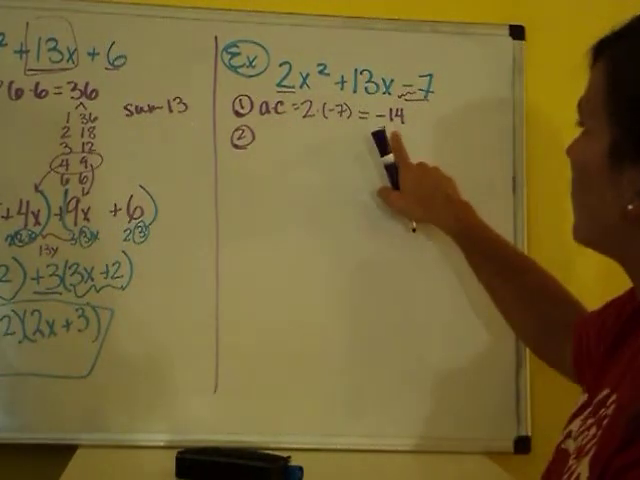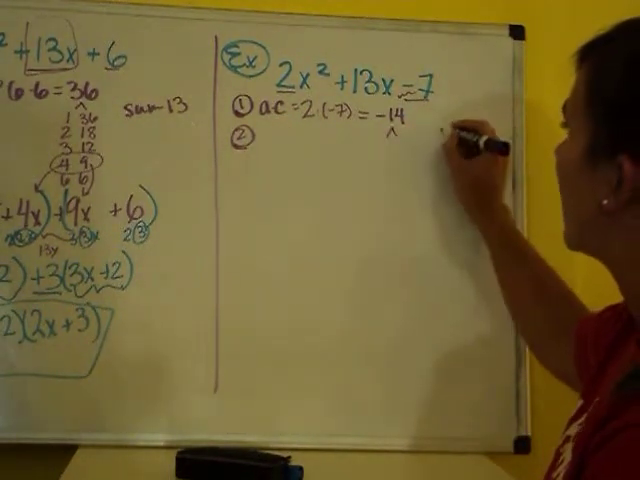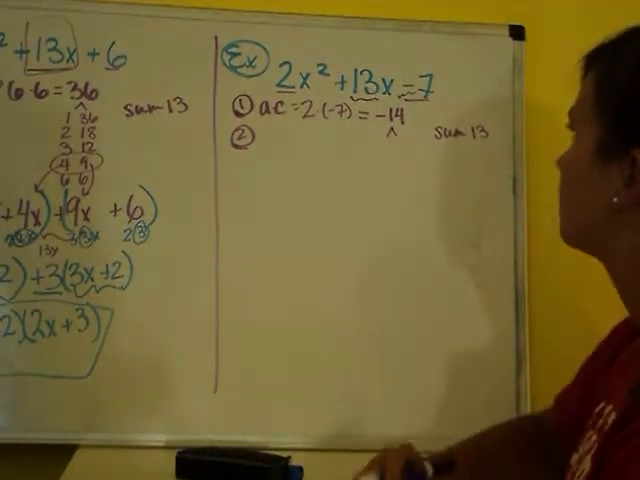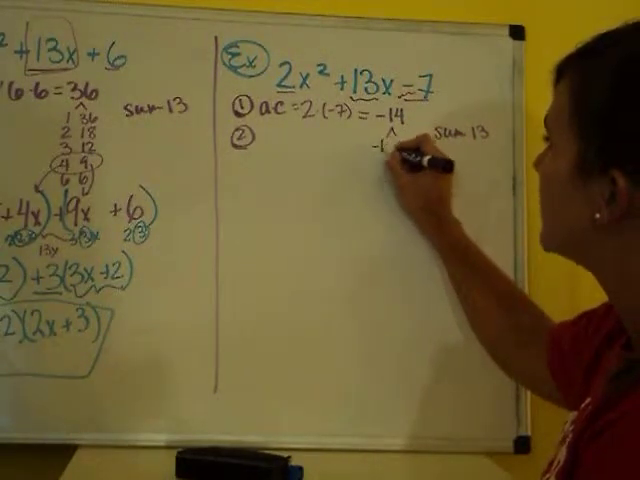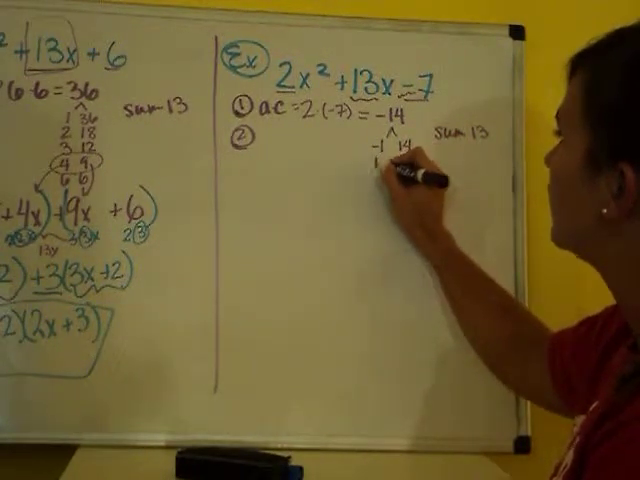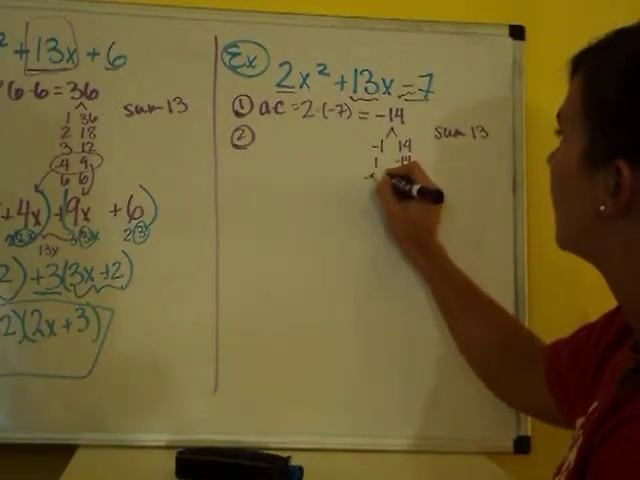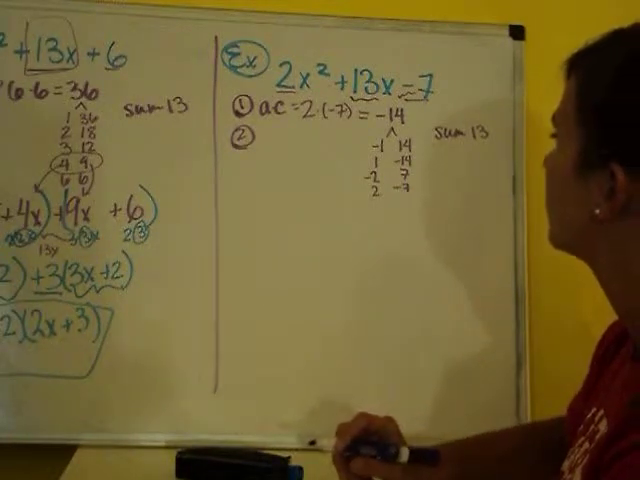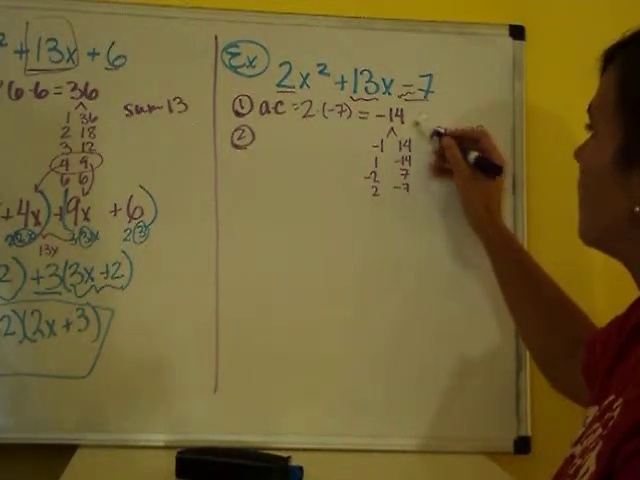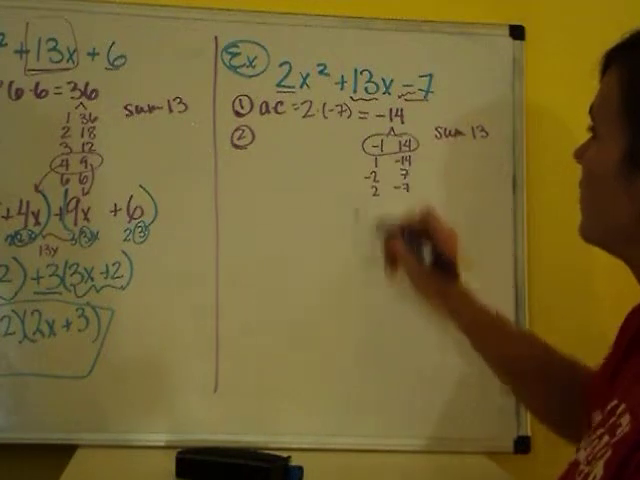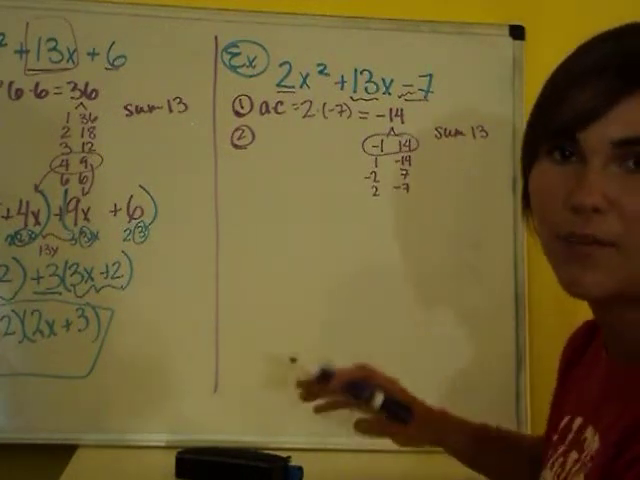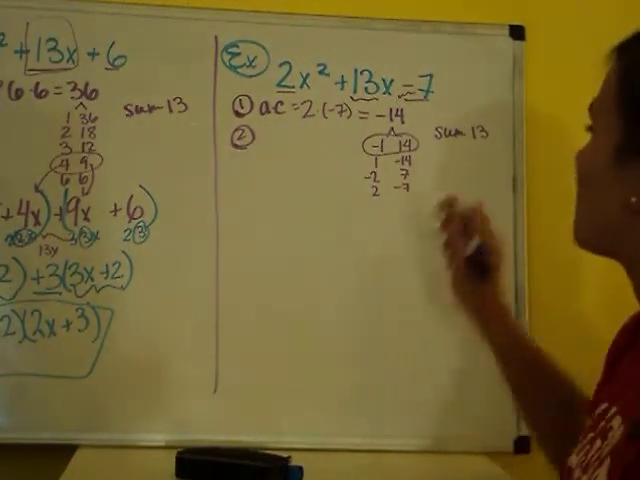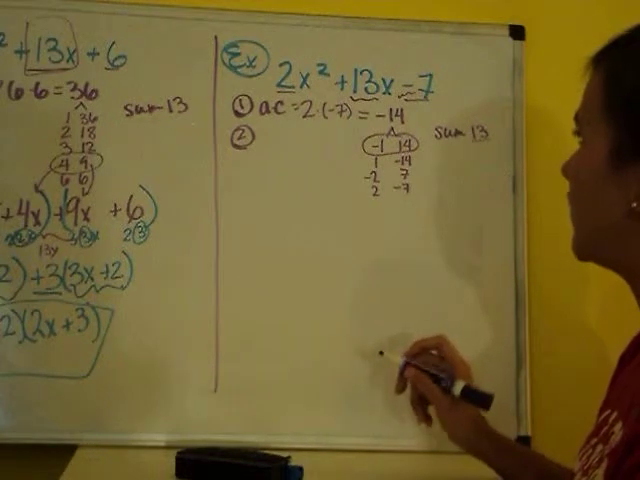So step 2, I'm looking for products of negative 14 that have a sum of positive 13. So negative 14 is negative 1 and 14, 1 and negative 14, negative 2 and 7, 2 and negative 7. Adding to positive 13, it was actually my first option. You don't have to list them all out. If you know right off the bat, go for it. I'm just listing it out so that you know what I'm doing. Okay, negative 1 and 14 equals positive 13.